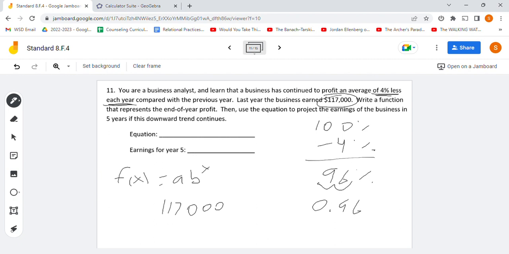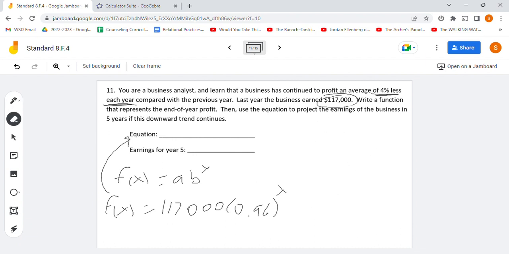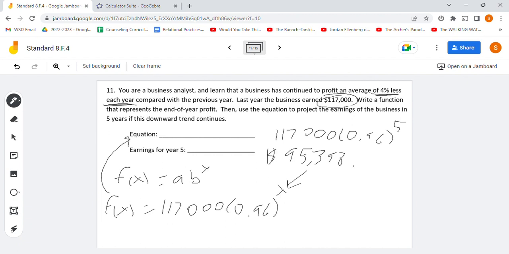That will be our multiple here, so we're going to put that into the equation. 0.96 to the power of x, and f of x over on the left side. So we now have our equation right there. The end of this question asks us to calculate our earnings at year 5. So we're going to plug in a 5 there. That would get us 117,000 times 0.96 to the power of 5. Plugging that into a calculator, we end up with 95,398.